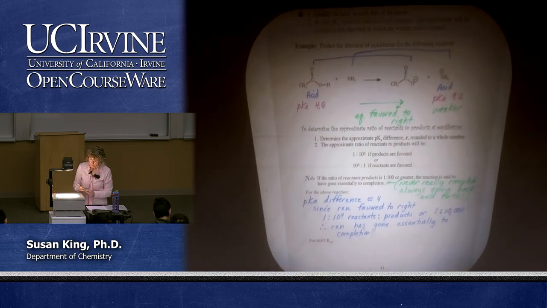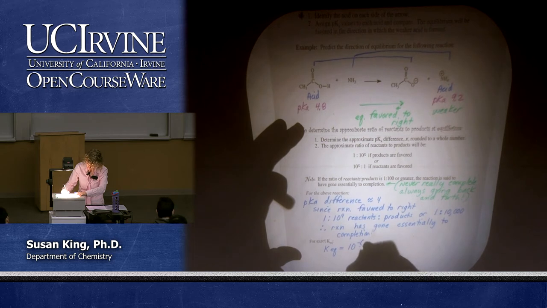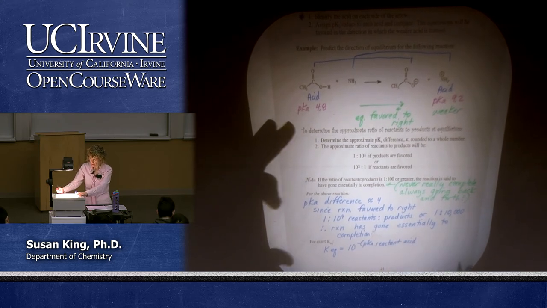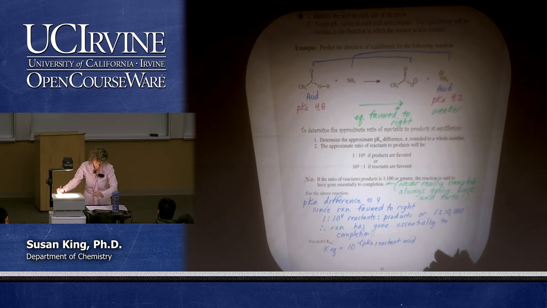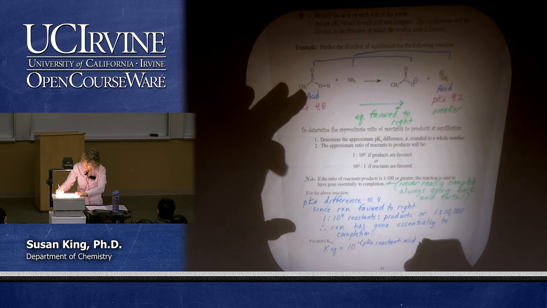Because it's an equilibrium. For exact pKa, here's an equation that we can use. If you're curious about how I got this equation, I'm going to post the derivation of it online. It's pretty straightforward, it's not that difficult. You don't need to know that, but if you're just curious about this: pKa of reactant acid, so that means whatever's on the left-hand side of the equation, whether the reaction is favored that direction or not. pKa reactant acid minus pKa product acid.